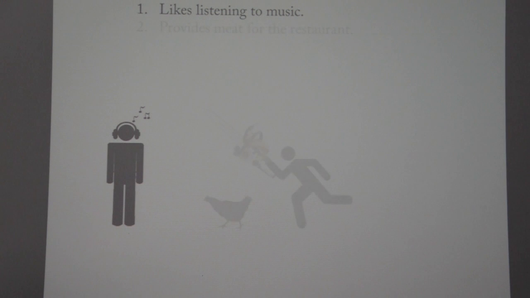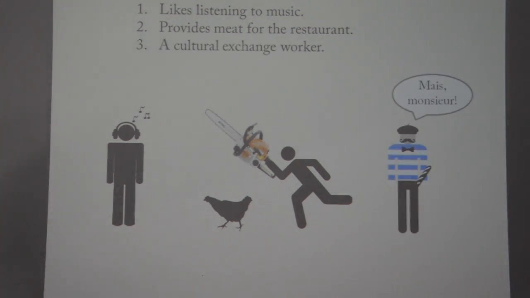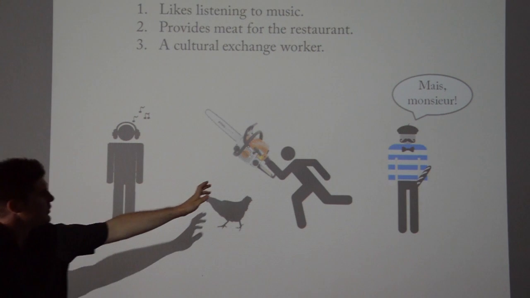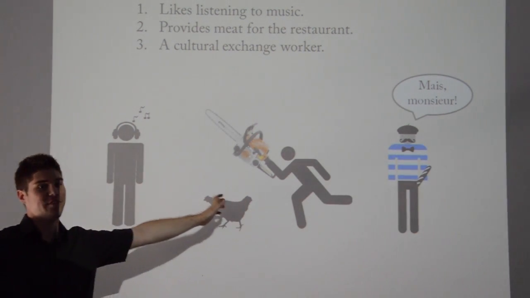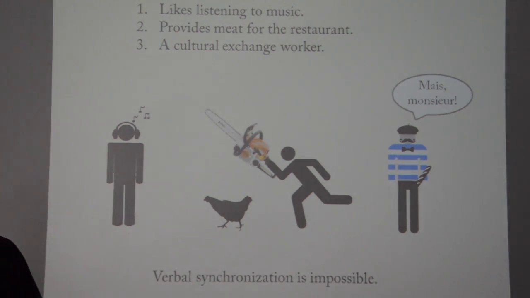Then there's another guy in charge of providing the meat for the restaurant. Here you can see him chasing a chicken with a chainsaw. As you can imagine, this produces a lot of ruckus, a lot of noise. And then finally, there are some cultural exchange workers, like this French guy over here, and nobody can understand what he's saying. The point I'm trying to illustrate here is that verbal synchronization is not possible.